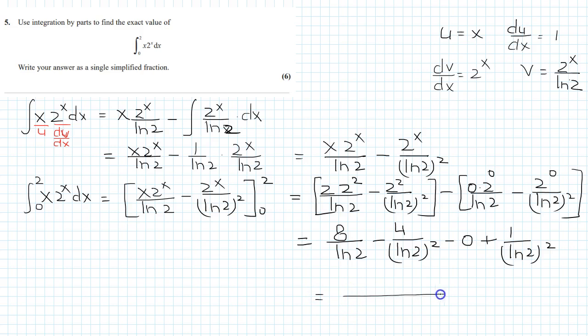So if you can see, ln 2 square is the LCM, so this is ln 2, so I can write this as 8 ln 2 minus 4 plus 1, is minus 3, all over ln 2 square, and that is the solution of this question.